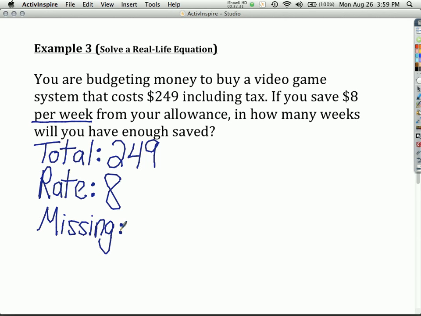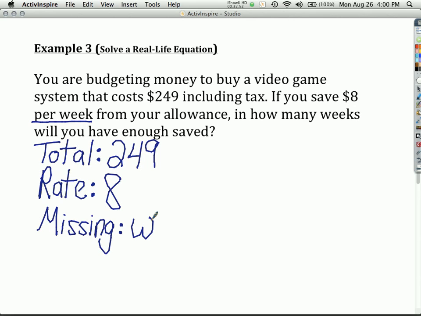So what should we use for that? Well, I don't want the answer. I want a letter to represent what's missing. So it's weeks. So what can we use to represent what's missing? Sure. We can use a W. We could use an N. We can use anything we want.